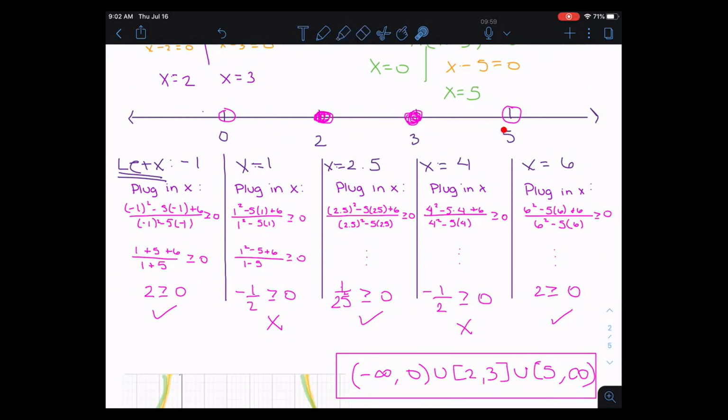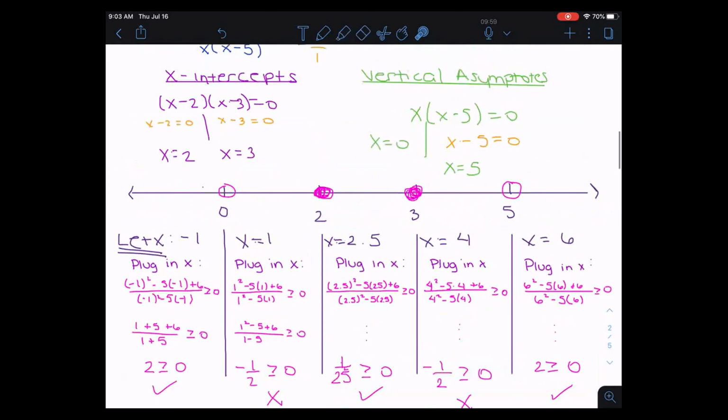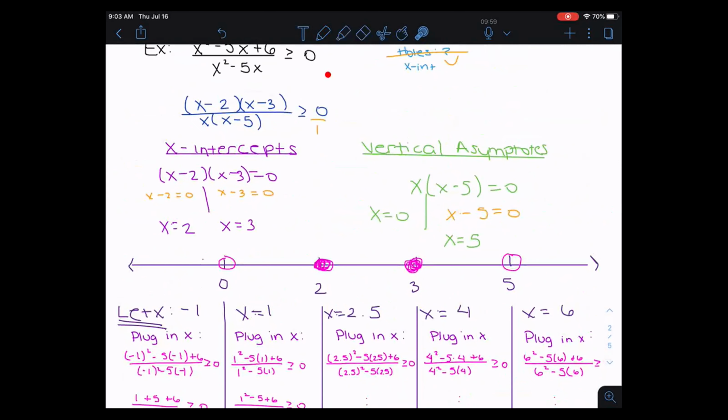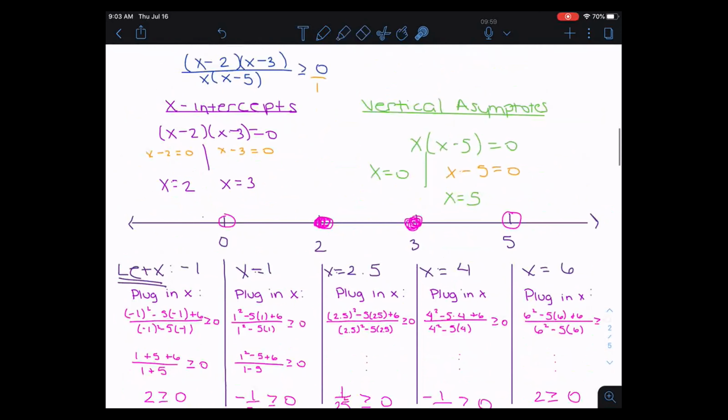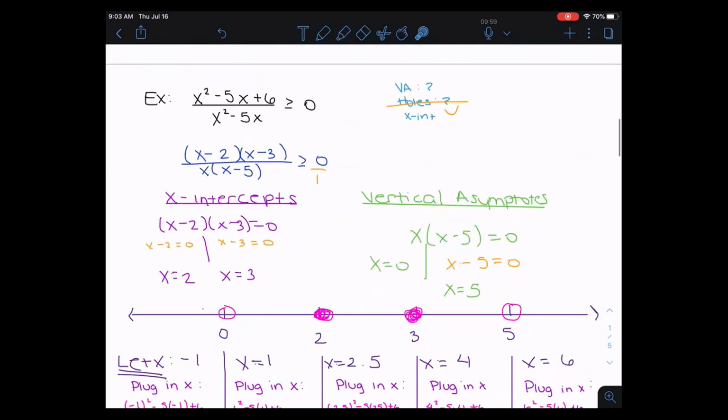Anything between 3 and 5, let's pick 4. Anything after 5, let's pick 6. Okay, so now let's plug everything in. If you plug -1 into the original inequality, you can just plug it in. I literally just took -1 and plugged it in everywhere I see an x.